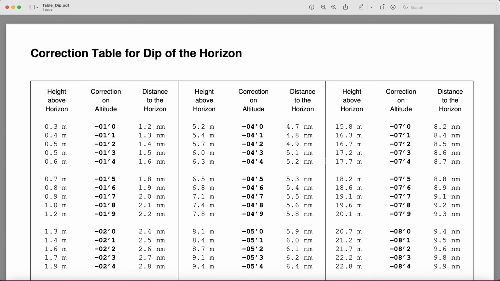This might be a little bit confusing for some people, but what this is saying is that the correction for dip to the horizon is that the horizon point is in a direct horizontal with the water underneath the boat. And I'll show you now what I mean.